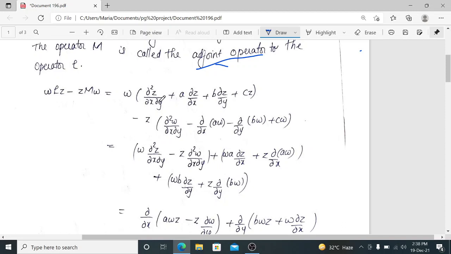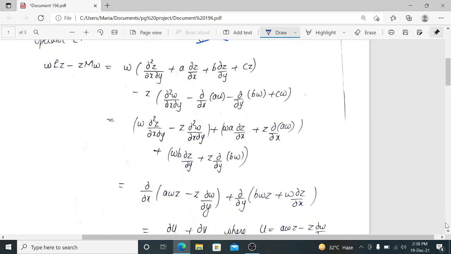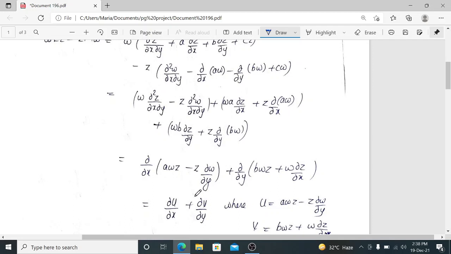So remaining are the two second order derivative terms, then you have w a ∂z/∂x plus z ∂/∂x of (a w), then w b ∂z/∂y plus z ∂/∂y of (b w). Now this expression can be written in a simplified form using partial derivatives. They can be combined as ∂/∂x of (a w z) minus z ∂w/∂y plus ∂/∂y of (b w z) plus w ∂z/∂x. So we have got an expression in this form.